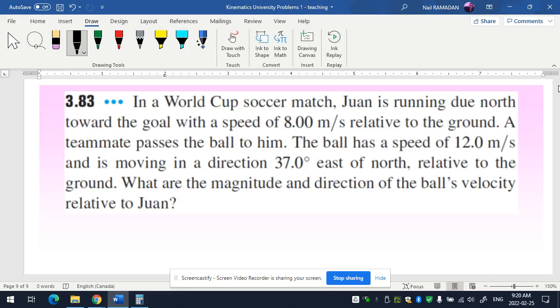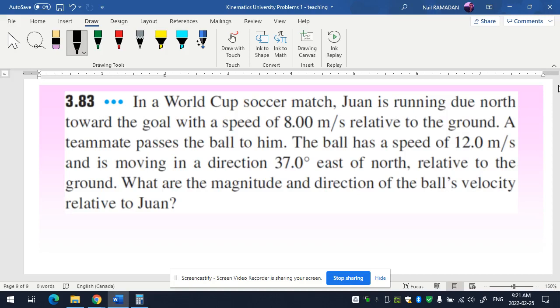So how come this problem is different than all the ones we did before? How many things are relative to the ground in this problem? Two. Usually, how many things are relative to the ground, given in the problem? One, and you're asked about the other one. This time, both of them are relative to the ground. You're asked for the what? For the one that's not relative to the ground. That's fine. All right. So let's do the problem.